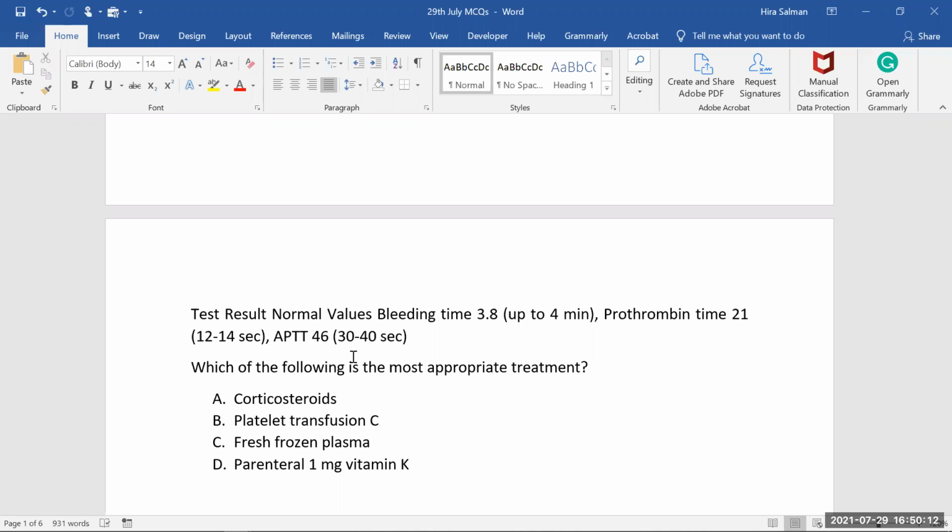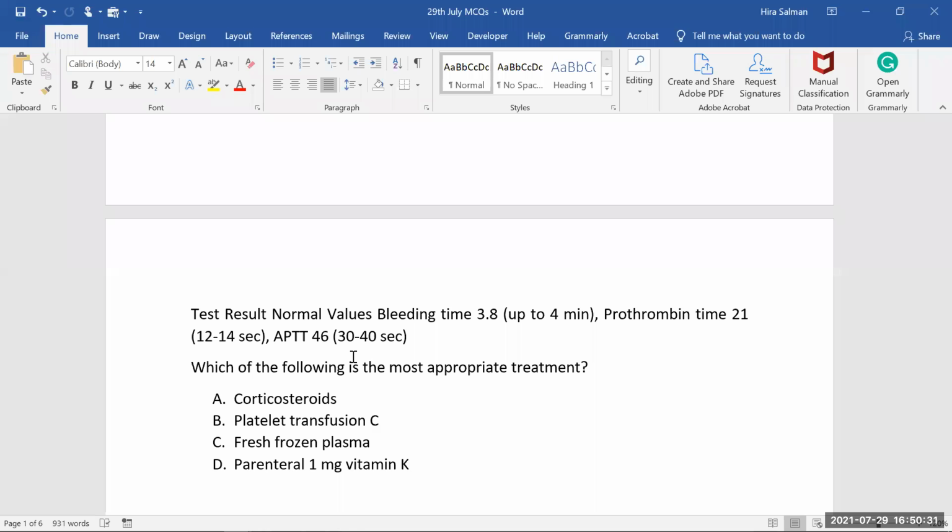Dr. Hira, when bleeding time is increased, will the clotting time be increased? Bleeding time will be normal in this patient. Okay. Whenever bleeding time is increased, will the clotting time be increased? You cannot say like that.